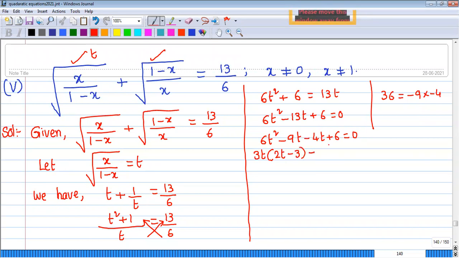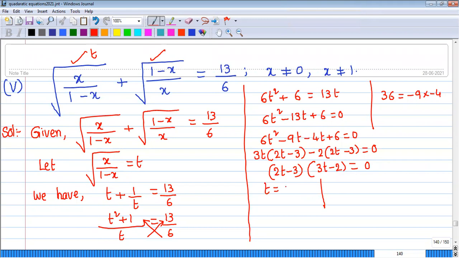Here, minus 2 take common. You get 2t because for 4, 6, 2 is the highest common factor. Take 2 common, minus 2 common. 2t minus 3 equals 0. We get 2t minus 3 multiplied with 3t minus 2 is equal to 0. So we get two cases. Here t is equal to 3 upon 2, t is equal to 2 upon 3. Now go for case 1 and case 2.